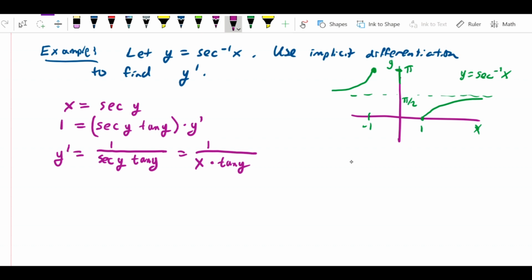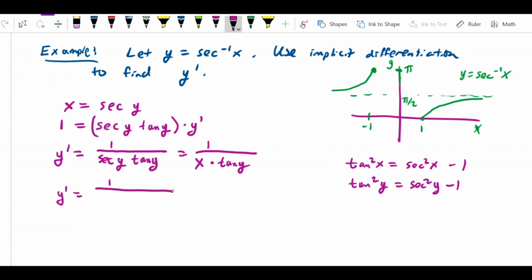What we need is the identity tan squared x equals secant squared x minus 1, or certainly by extension that means that tan squared y is equal to secant squared y minus 1. So I can replace this, right?